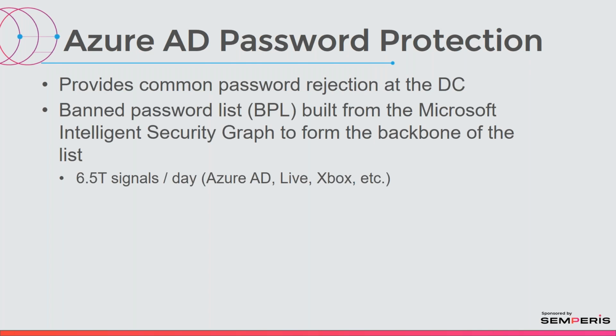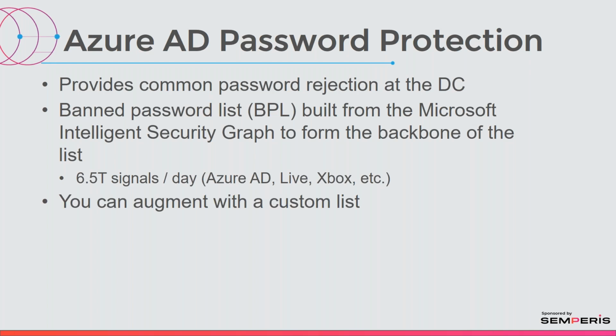It uses a banned password list that is built from machine learning, the Microsoft Intelligent Security Graph, to form the backbone. This is a list of 1,000 passwords that is culled down and culled down and culled down from the 6.5 trillion signals a day that Microsoft Cloud gets from Azure Active Directory, the consumer version of Live, Xbox, and its other cloud properties. It determines the 1,000 most common passwords currently being used in attacks against the Microsoft Cloud system.